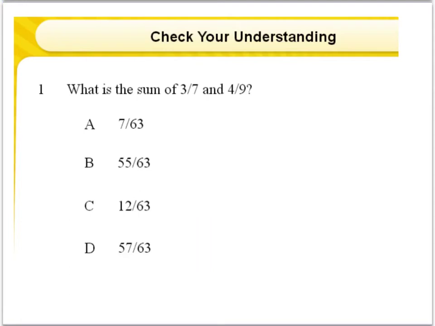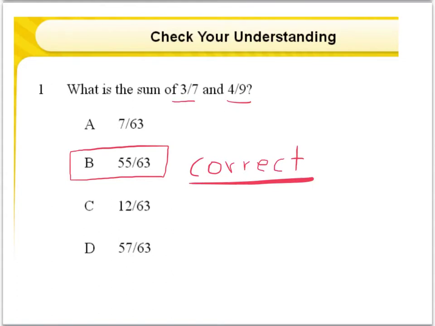Here we have two fractions, 3/7 and 4/9. So I'll give you a minute just to figure out what you think the answer is, then I'll give you the answer afterwards. If you pick B, 55 over 63, then you would be correct. Give yourself a smiley face.